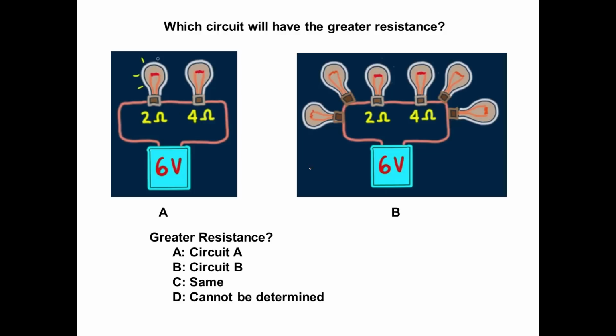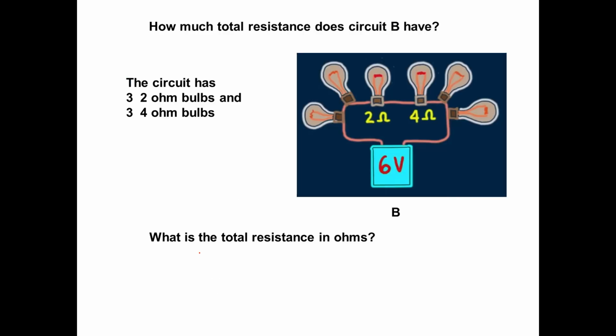We see that each of these are parallel circuits. There are more resistors on the right side. In fact, this side, 2 and 4, has 6 ohms over here. This has 2 ohms, 2 ohms, 2 ohms. Each of these bulbs is 2 ohms. 4 ohms, 4 ohms, 4 ohms. 4 plus 4 plus 4, that's 12, plus 2 plus 2 plus 2, 18 ohms. Which one has the greater resistance? Correct answer is B.